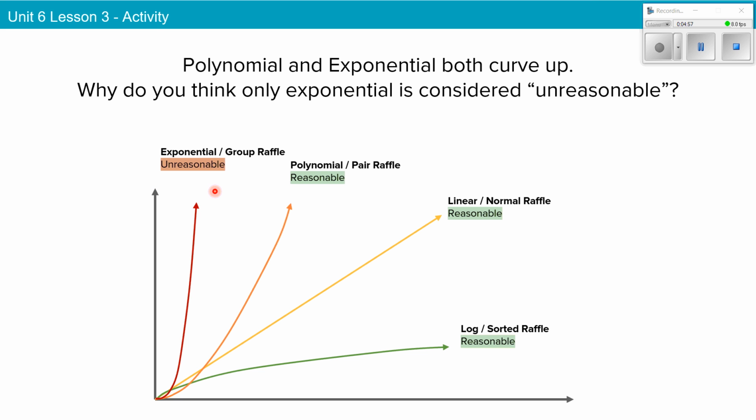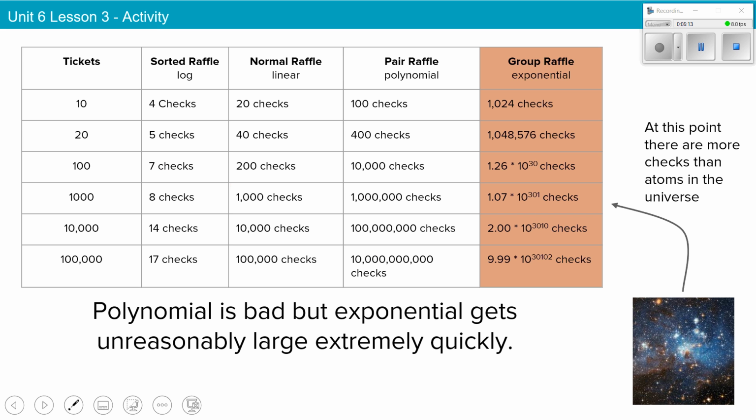What's considered unreasonable is anything exponential. So 2 to the n, 3 to the n, 4 to the n are all unreasonable. It means the algorithm works, but it just takes too many steps. It takes too long. So polynomials are slower, but exponential gets unreasonably large extremely quickly.